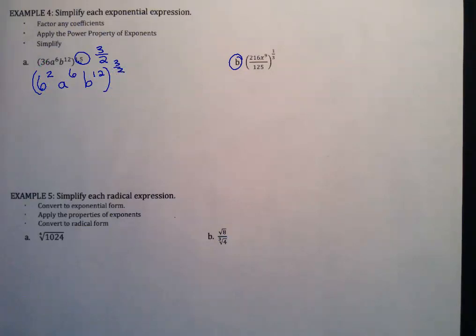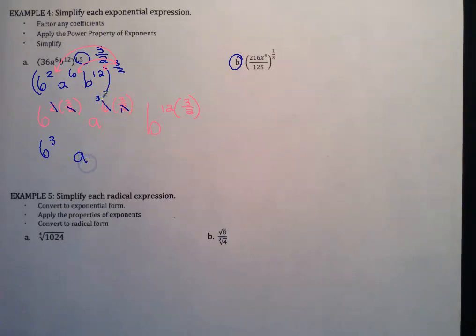And the reason we did that is because this 3/2 is distributed to each of these parts. So we had 6 to the 2nd power times 3/2, and then a to the 6th power times 3/2, and then b to the 12th power times 3/2. So now we could cancel, right? The 2, because this is 2/1, cancels, which leaves us with 6 cubed. The 6 becomes a 3, the 2 becomes a 1.